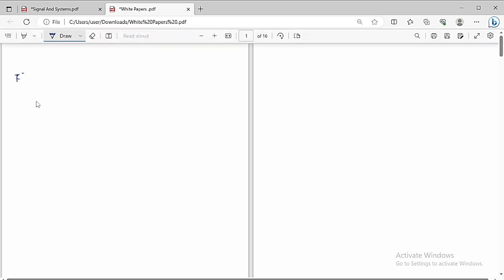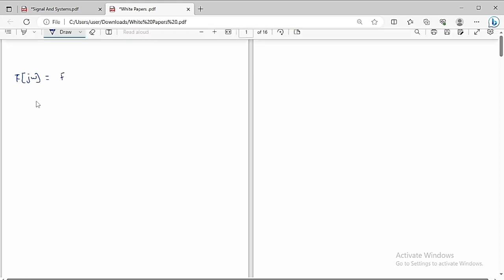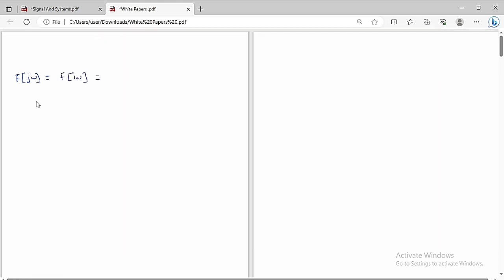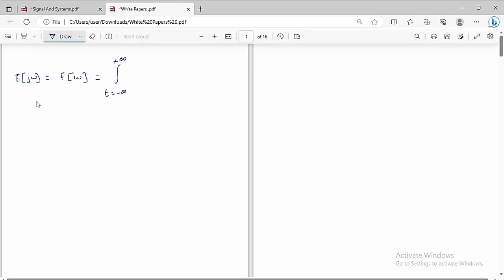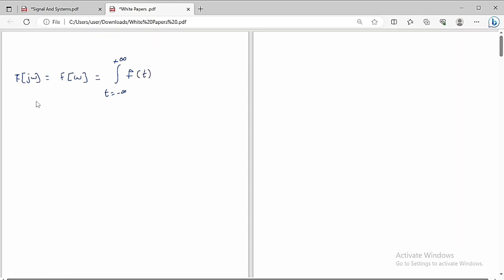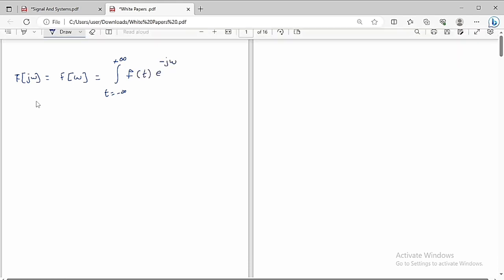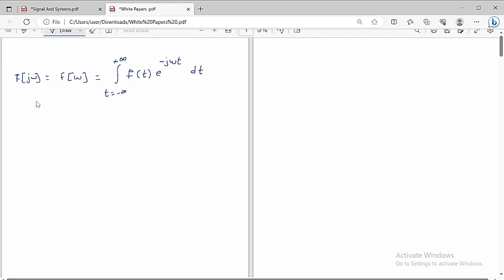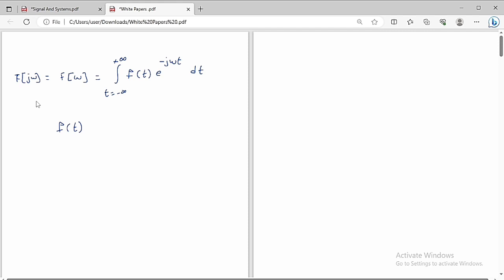See, I already told you what the Fourier transform is. The Fourier transform is either F of j omega, or we can say F of omega, which is equal to the integration over t from minus infinity to plus infinity of f of t times e to the power of minus j omega t dt, right? So you have to remember this one.